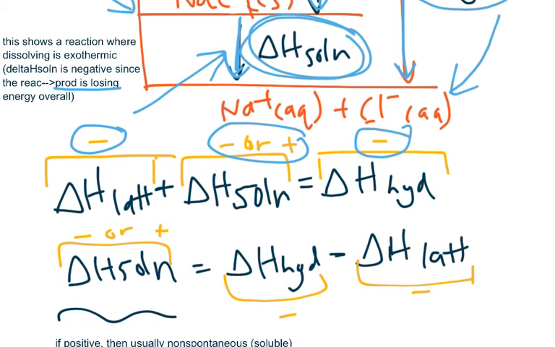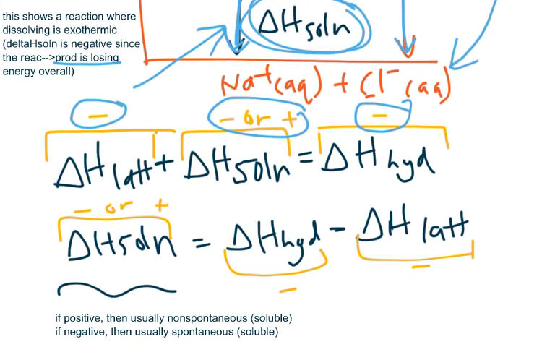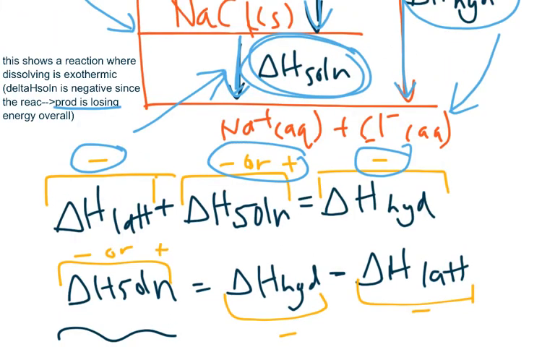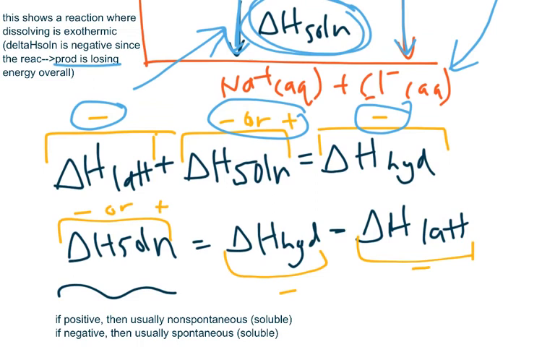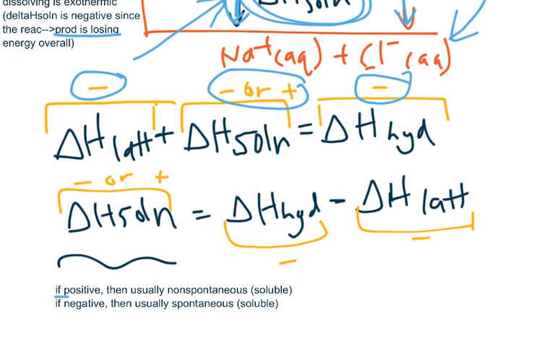So we can rearrange this equation by subtracting delta H of lat from both sides, and we get that the delta H of solution is equal to the delta H of hydration minus the delta H of lat, based on our definitions. So if the delta H of solution is positive, then the reaction will typically be non-spontaneous, and it will typically be insoluble. I don't know why I wrote soluble, it's insoluble. Now, if the delta H of solution is negative, then the reaction is usually spontaneous, and that means dissolving will occur and it will be soluble.